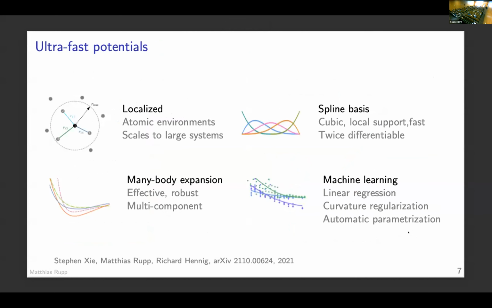So now to the approach that I want to present today. We call them ultra-fast potentials because it sounds cool, no? But also because they're very fast. So how do they work? What did we do?